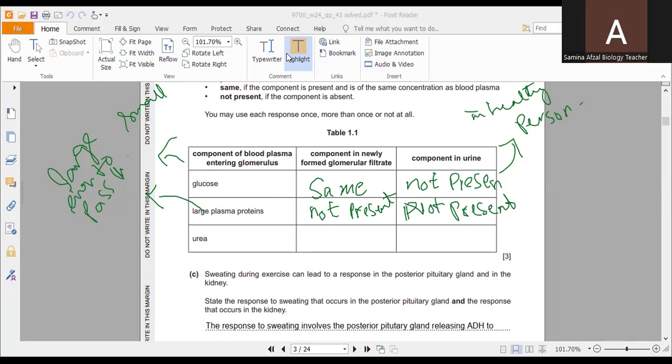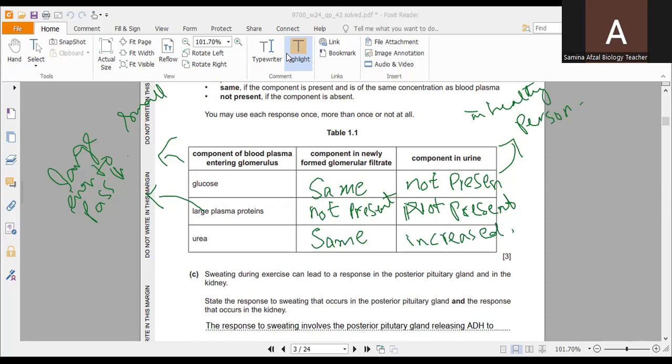And the third is urea. Urea will be present. So you can see urea is present in the urine, but its concentration is increased compared to blood plasma. Its concentration is low in the blood, but in urine its concentration is increased. Why is it increased? First of all, it is present in the filtrate, same, same, and then increased.